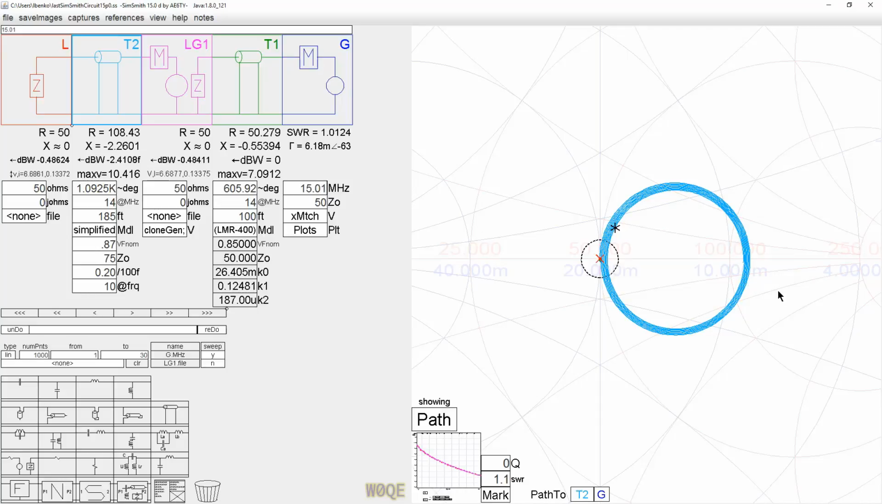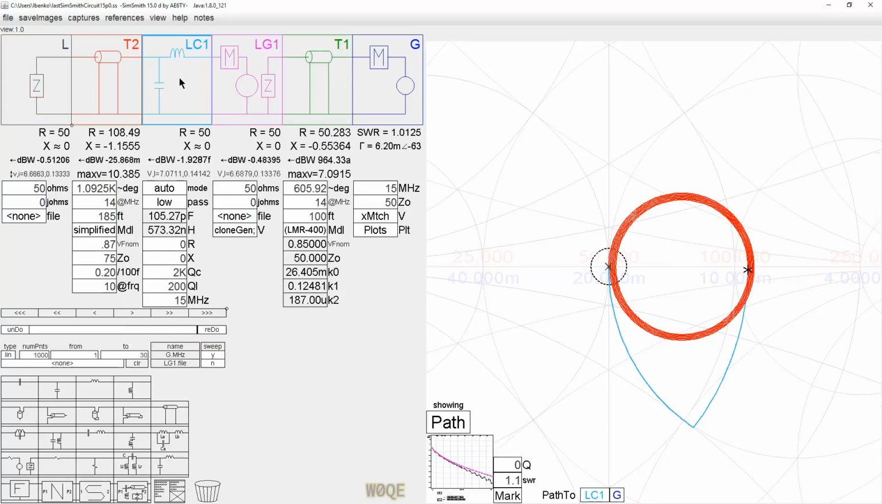Okay, now we're sitting right here. This is pretty close to the worst SWR, and it's at 15, well, it's called 15 megahertz exactly. Now let's put a tuner in there. There it is. There's our tuner.